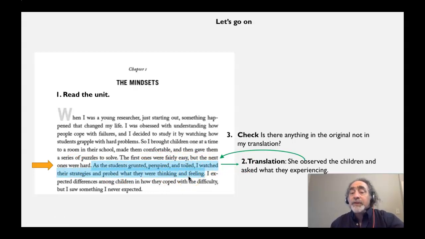Is there anything in the original not in my translation? Well, yes, actually. This business of grunting and perspiring and toiling, is that important? Is that just fancy language? Actually, I think it means something.